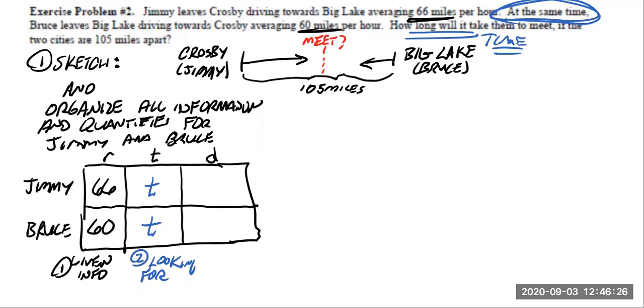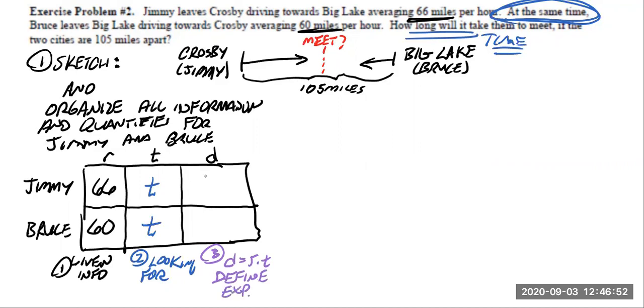Now this is the important part here, step 3. And again, it's our last column, distance. We're going to use distance equals rate times time to define our expressions for their distances.